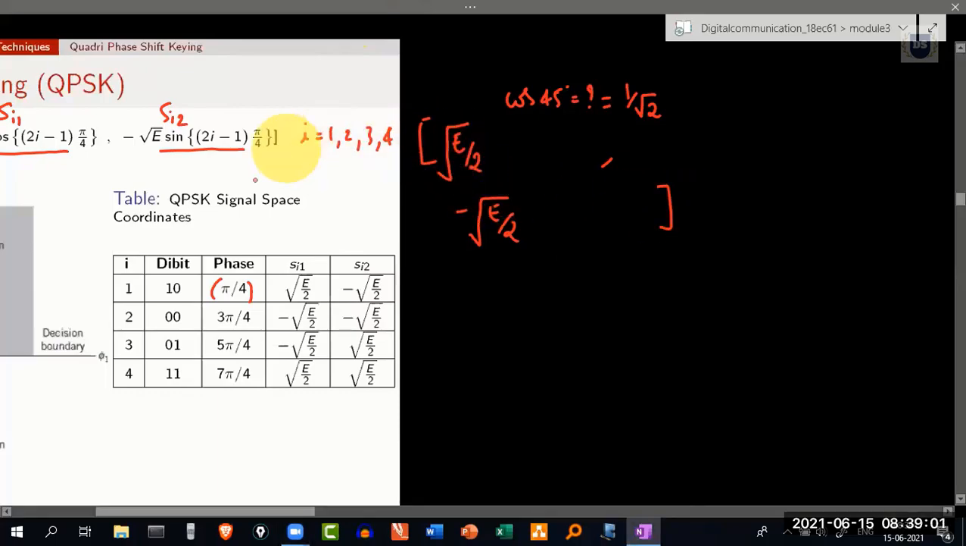And I'll end up with my very first point, where SI1 is equal to square root of E by 2 and SI2 is equal to minus square root of E by 2. So all I've got to do is repeat the same procedure for the remaining values of I.